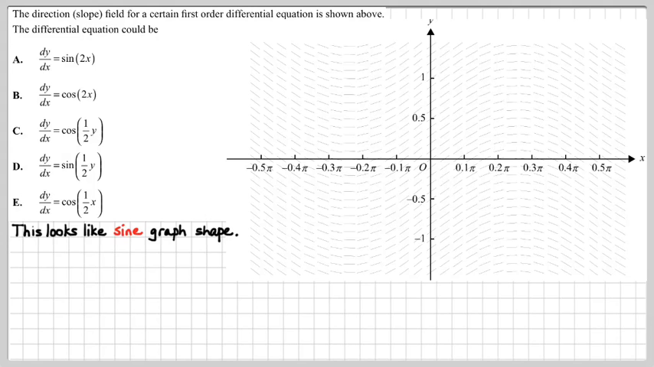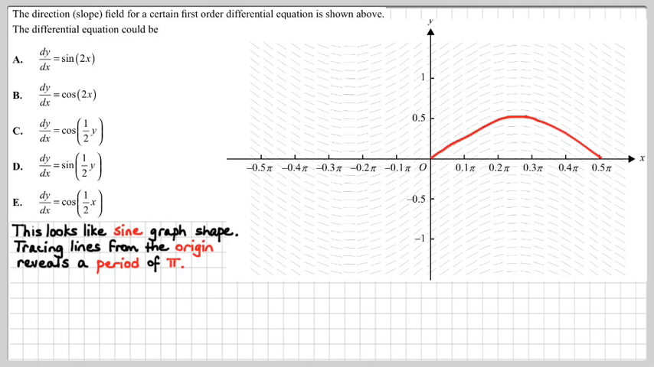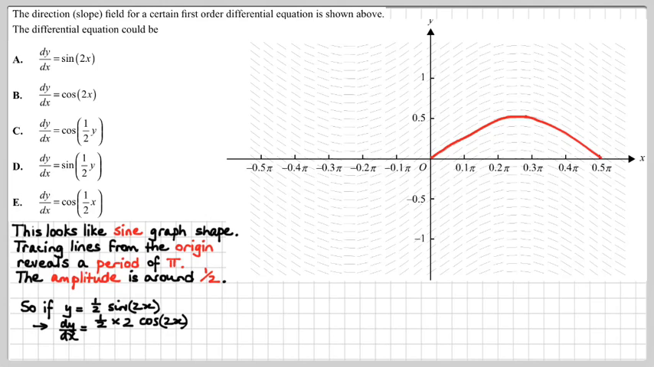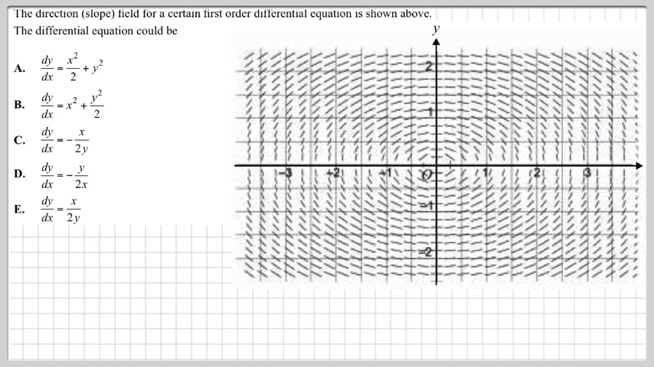Okay, now let's just see what I said. Yes, it looks like a sine graph. Tracing lines from the origin reveals a period of pi. Don't you agree? And the amplitude is around about a half. So if the graph was a half sine 2x, which is what that thing looks like, then dy dx would be that, wouldn't it? Which would be cos 2x. So I think here is the genuine article, don't you? I think that's it. So, yeah, B. B for you and me.